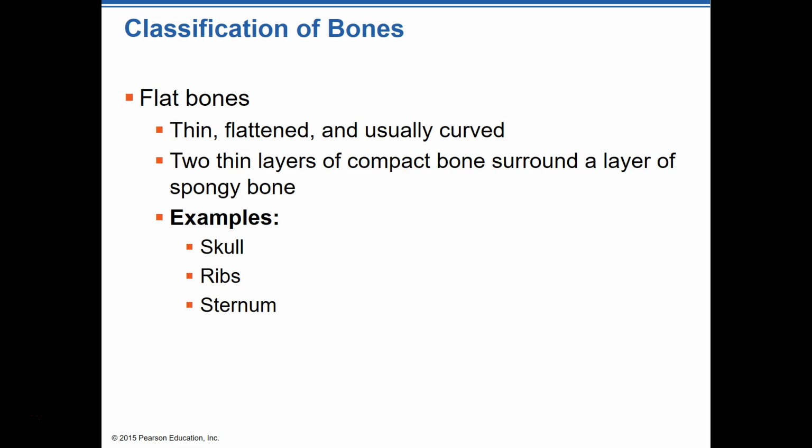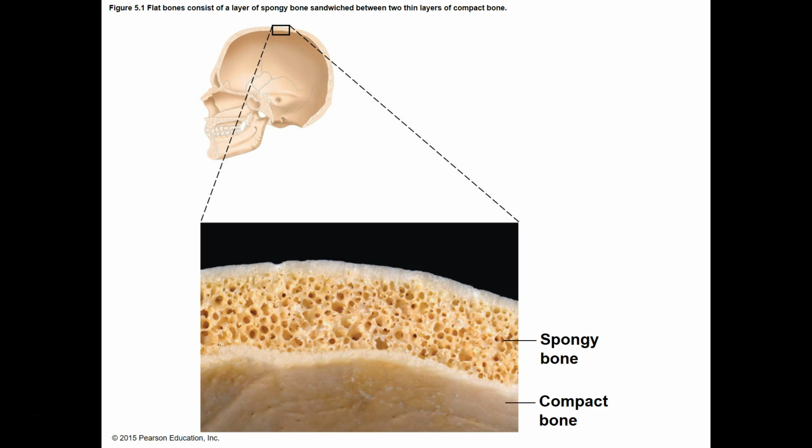And most of those bones are actually derived from membranes, especially the ones in the skull. But you see the skull here. When we see a cross section of that skull, we can see the compact bone right along here on either end. It's kind of sandwiching the spongy bone here in the middle.